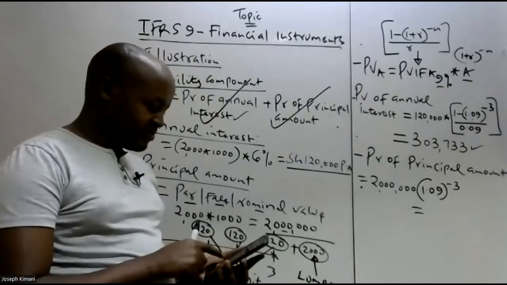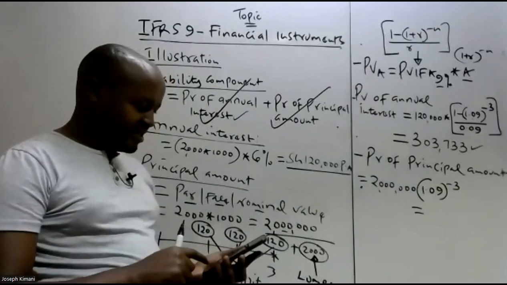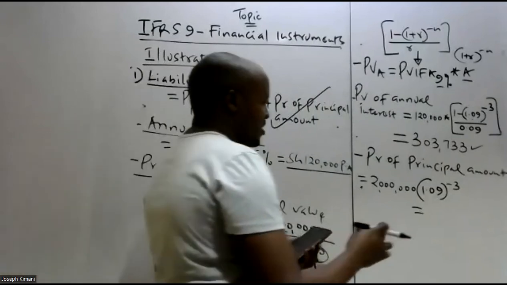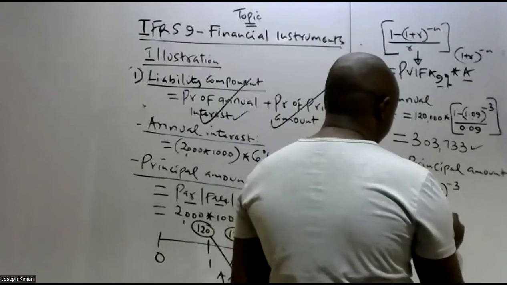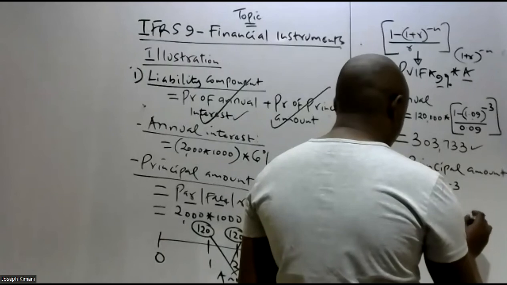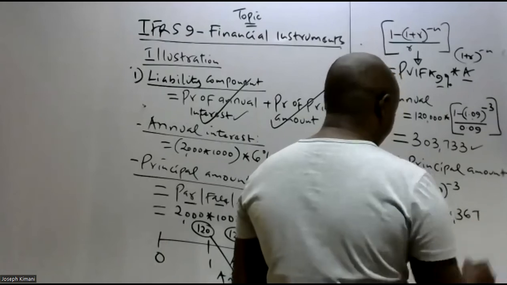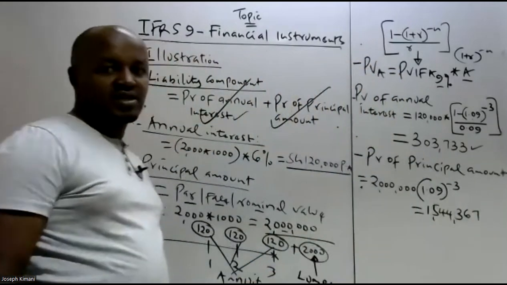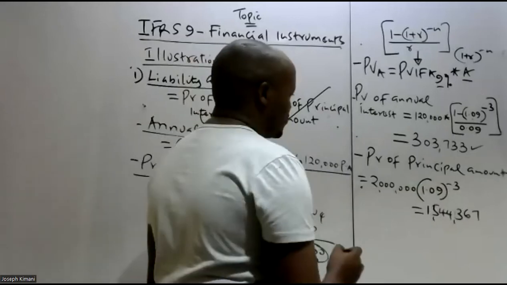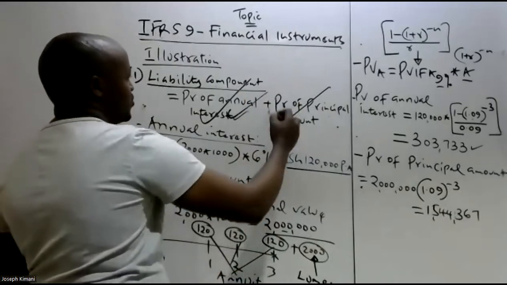So let's work that out. We have 1.09, we raise that to the power of negative 3, times 2 million. And that is giving me 1,544,367 to the nearest whole number. So what is this? It is the present value of the principal amount. So finally, I think we can now get the liability component by adding these two.